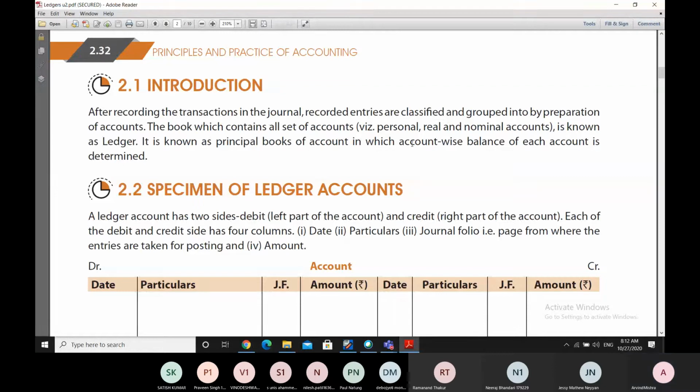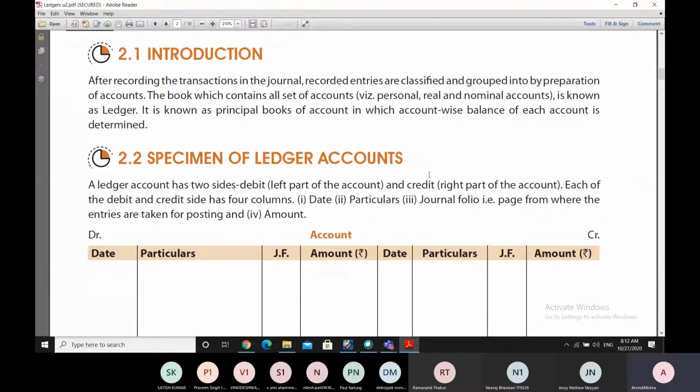And in this ledger, every account-wise balance of each account is determined. So the balance of every account is taken, calculated in the ledger itself.